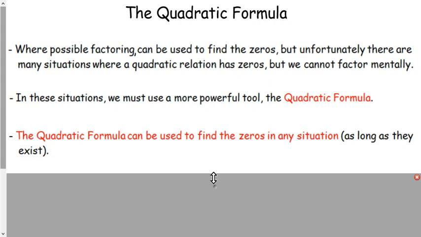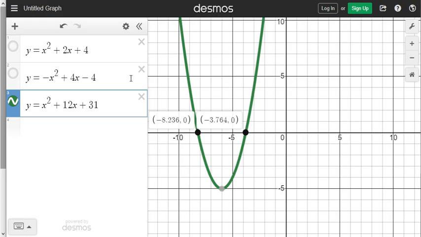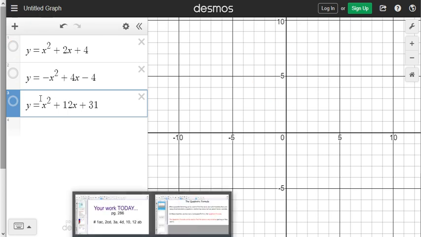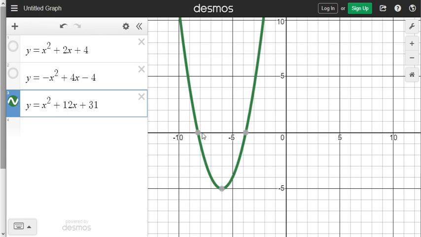So the quadratic formula can be used to find the zeros in any situation, even if there's some weird looking numbers, as long as they exist, right? As long as they exist is the key here. So we could use it to find the zeros of, like the solutions to this quadratic equation. We couldn't use it to find the solutions to this quadratic equation because it doesn't have any solutions when we set it equal to 0. It's got no x-intercepts. Okay, but the quadratic formula is going to help us in situations where we've got weird numbers like this one right here.